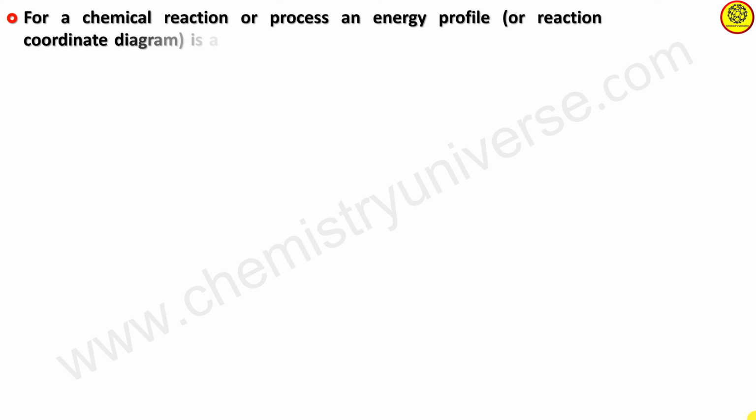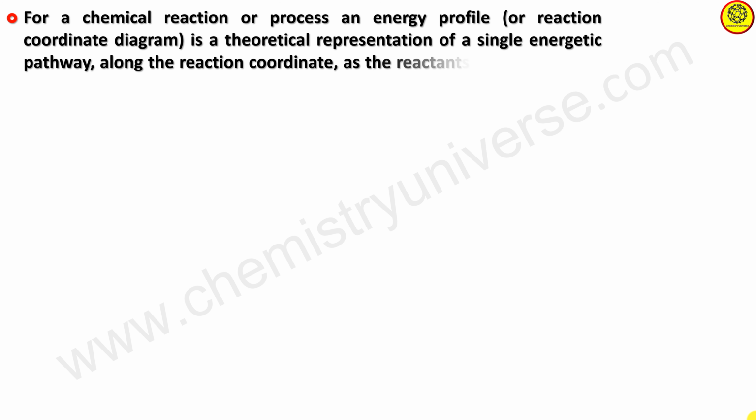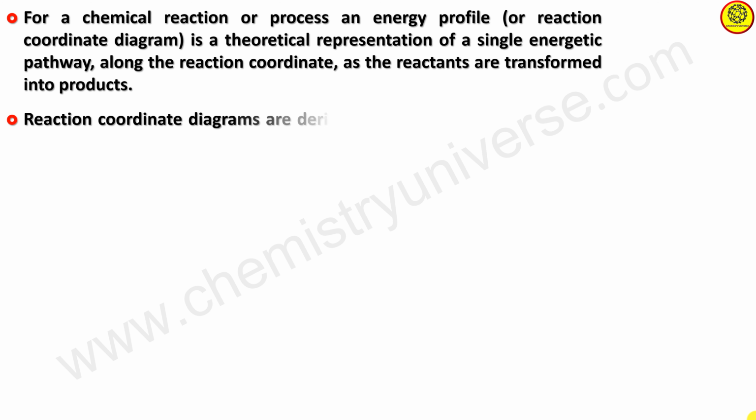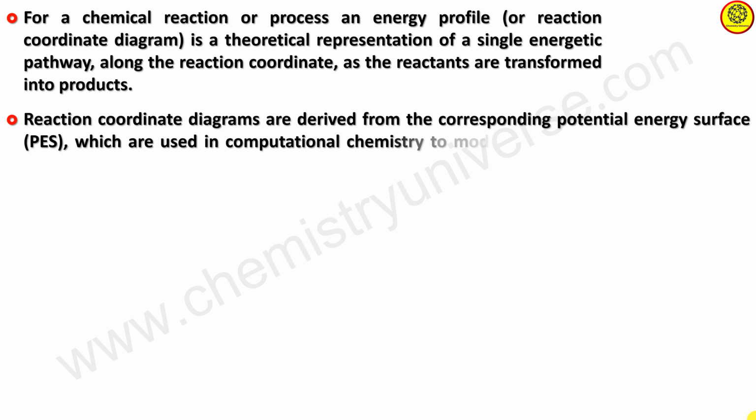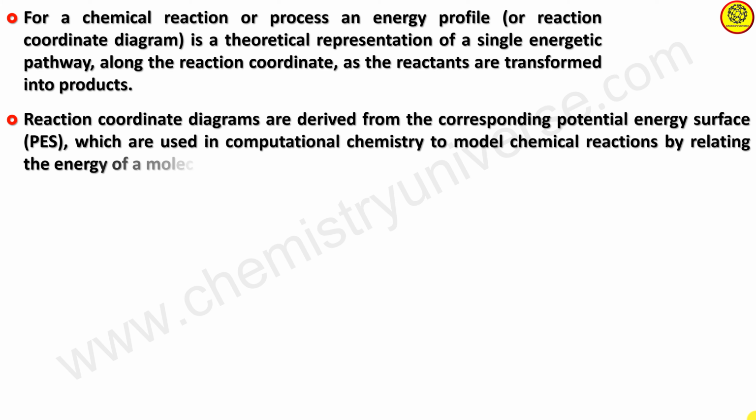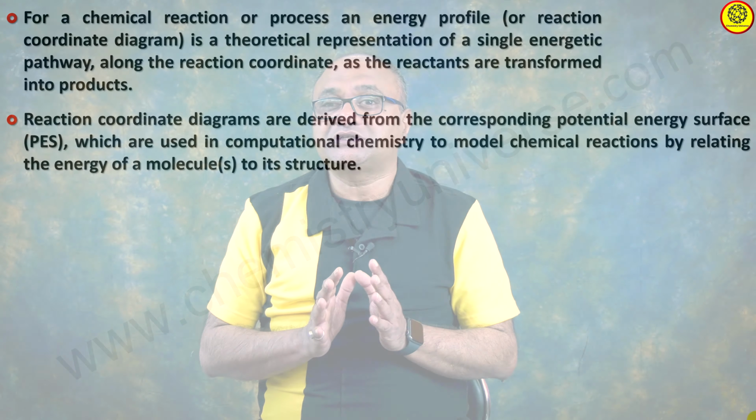Now, for a chemical reaction or process, an energy profile or reaction coordinate diagram is a theoretical representation of a single energetic pathway along the reaction coordinate as the reactants are transformed into products. Reaction coordinate diagrams are derived from the corresponding potential energy surface or PES, which are used in computational chemistry to model chemical reactions by relating the energy of a molecule to its structure. Now, this is something which is an amazing piece of theoretical work that actually works.